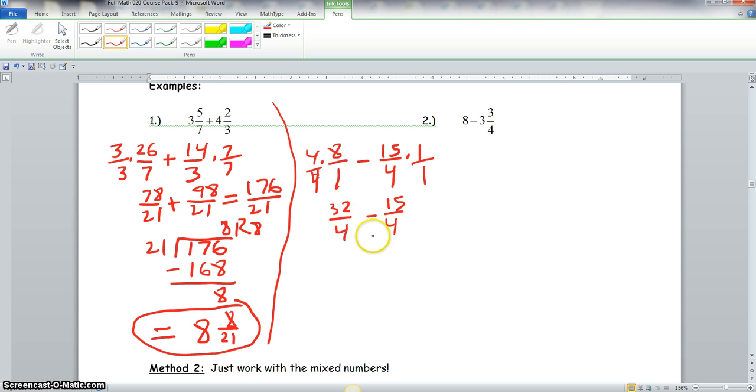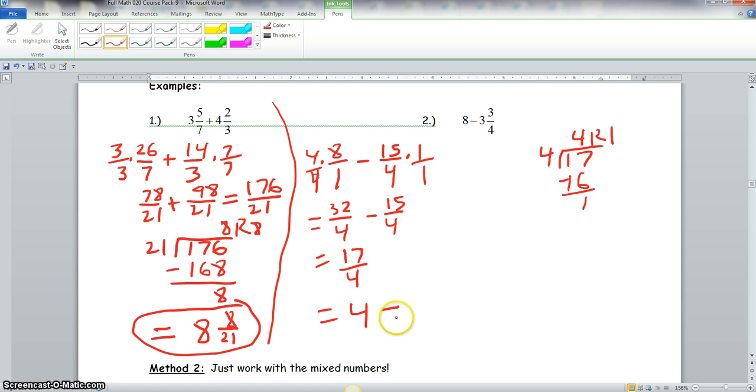Okay, now 32 minus 15 will give us 17, and our denominator will be 4. Now we need to take 4 into 17, which I could go off here to the side. 4 goes into 17 4 times, and we have a remainder of 1. So our final answer here would be 4. Our denominator would remain 4, and our numerator would be 1. So it's 4 and 1/4.